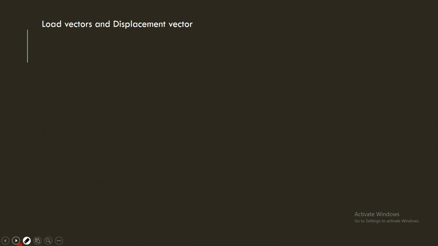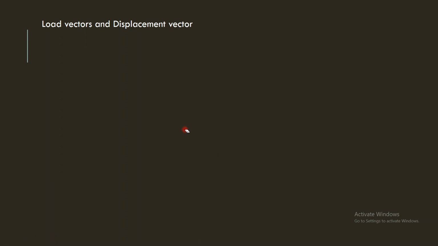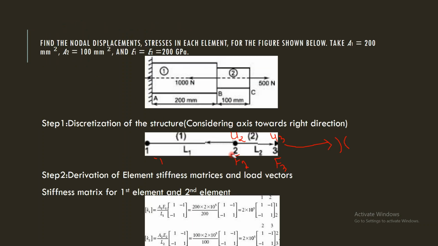Next, let us go through the load vectors and displacement vector. As we saw in the previous case, we have 3 loads, which I denoted F1, F2, F3, at each nodal point. F1 is the force situated at node 1, F2 is the force situated at node 2, and F3 is the force situated at node 3.